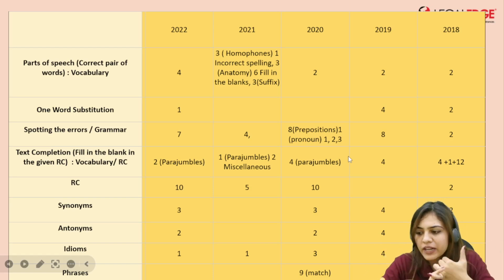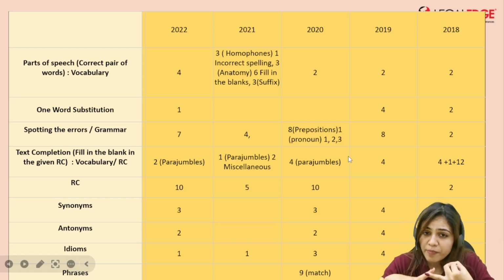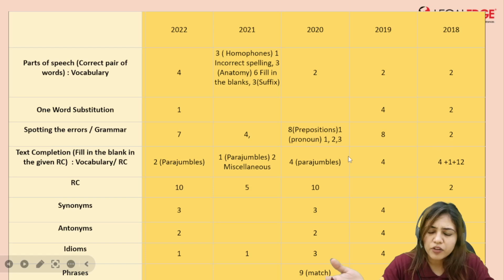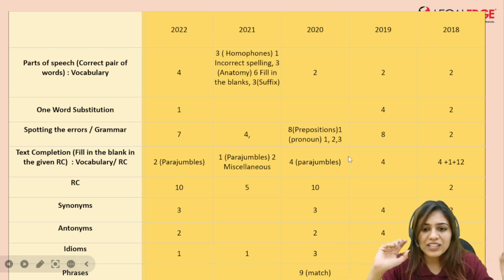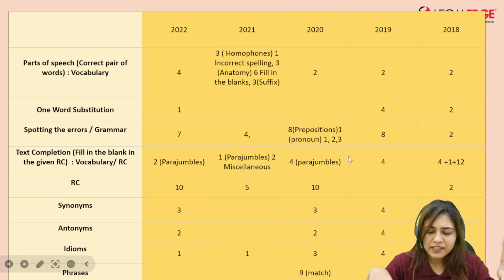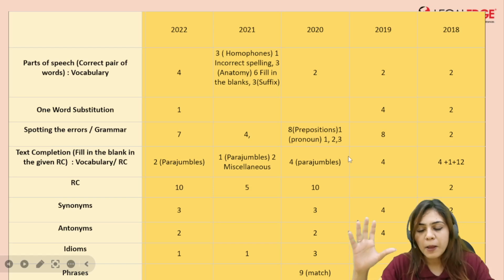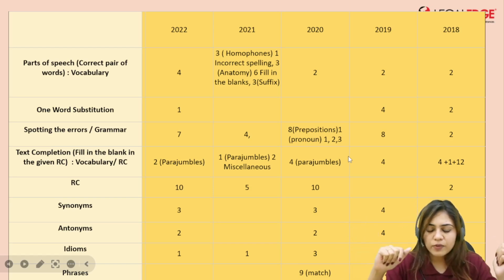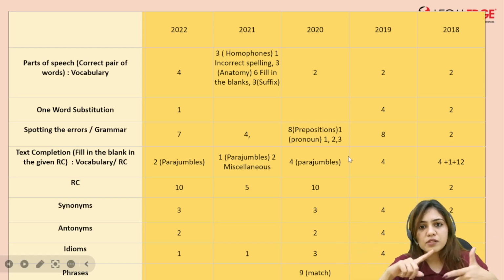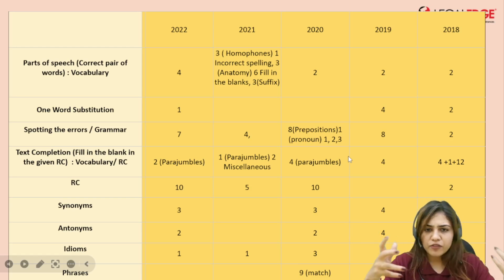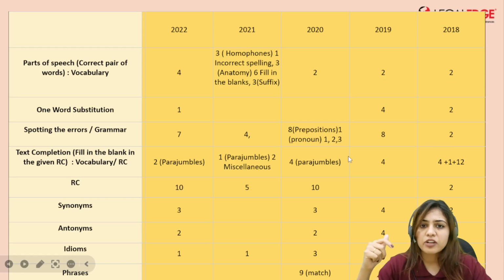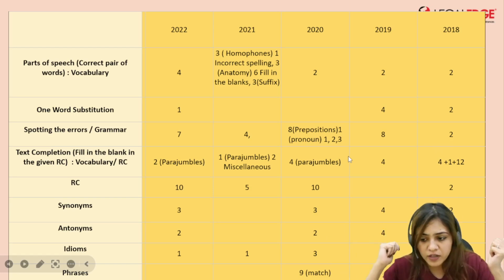तो हम देख सकते हैं 2019 में 4 questions, again 2020 4 questions in the format of parajumbles. Parajumbles का मतलब वही होता है, you need to unjumble all the 4 sentences which are given to you in a proper order so that it can make a meaningful paragraph. Then there is 2021, 1 question from parajumbles and 2 from miscellaneous. मतलब वही text completion आया होगा in the format of either grammar or vocabulary.